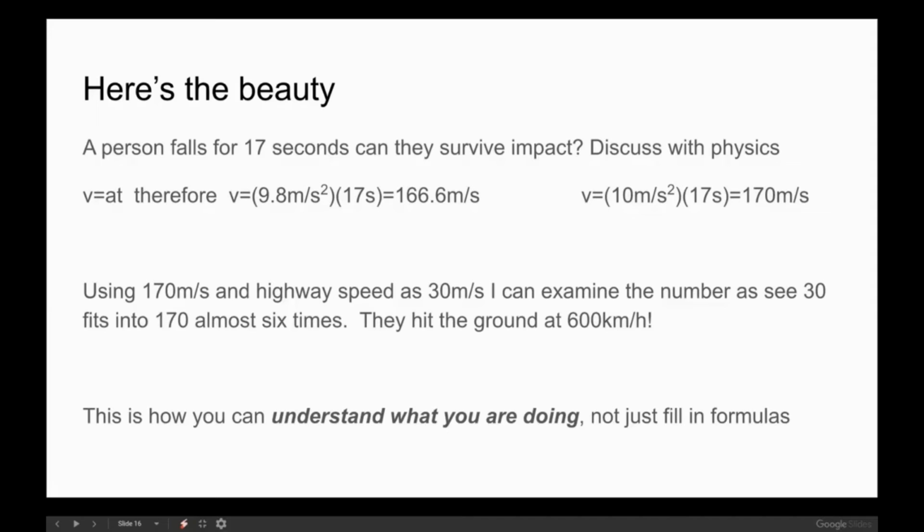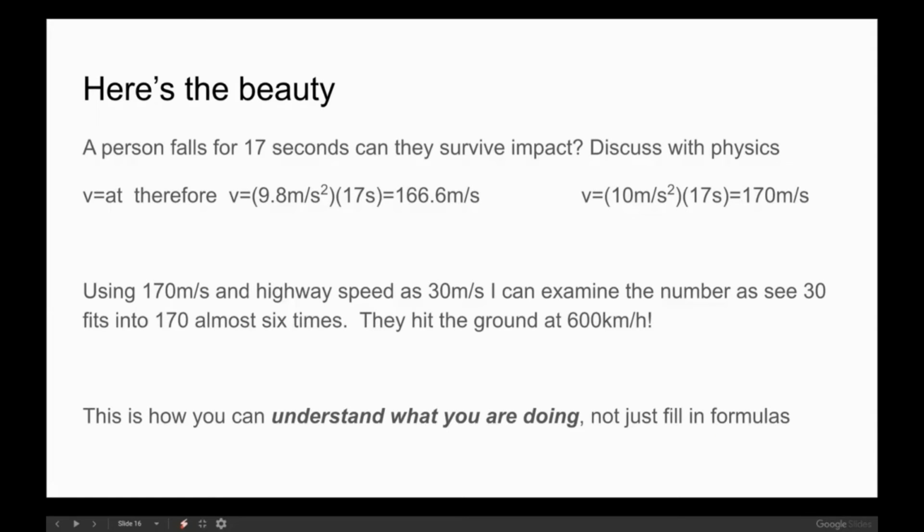Give me an example. You fall for 17 seconds. Could you survive the impact? Discuss it with physics. Well, then you go, let's see. Speed is a times t. Therefore, I'm going to take the acceleration due to gravity, times it by 17 seconds, get out my old calculator, and I get 166.6 meters per second. Right? That takes a little bit of time to do. On the other hand, if you round gravity to 10, you go, oh, that's 10 times 17, that's 170 meters a second.